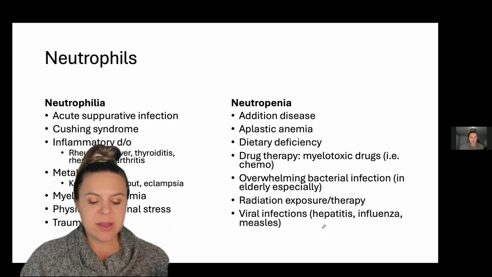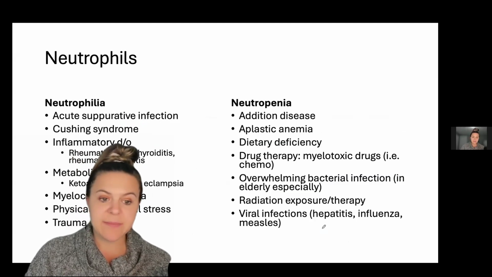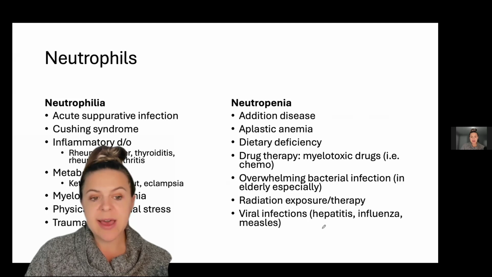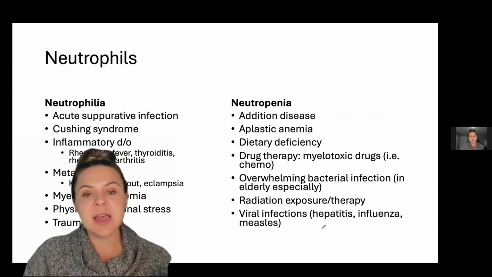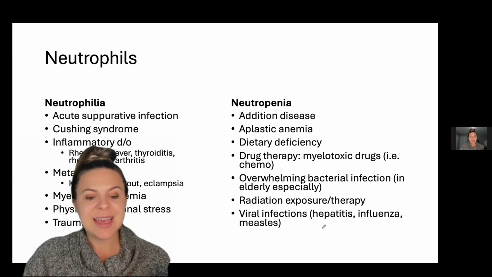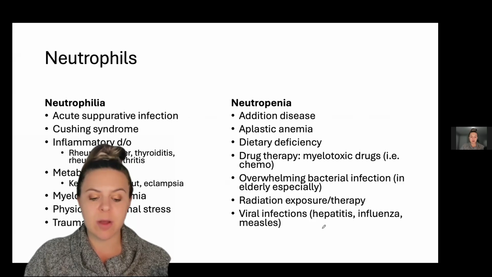In chemo, we can see it going down pretty significantly, with also an increase in monocytes. Looking at our neutrophils, we can see neutrophilia and neutropenia. In neutrophilia, this is an acute suppurative infection or Cushing syndrome or other inflammatory disorders. Some metabolic disorders can lead to high amounts of neutrophils, as well as other variety of disorders and even physical or emotional stressors and trauma.